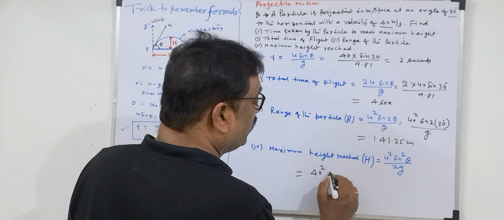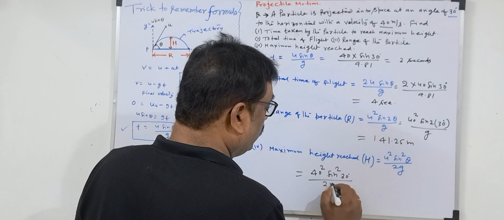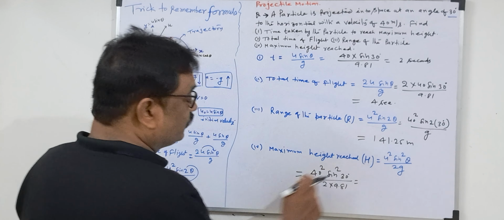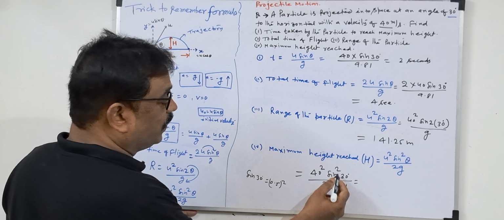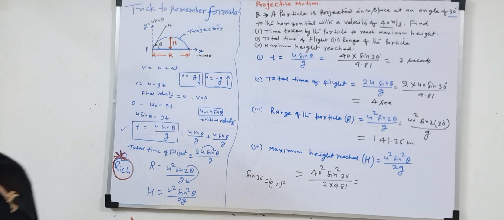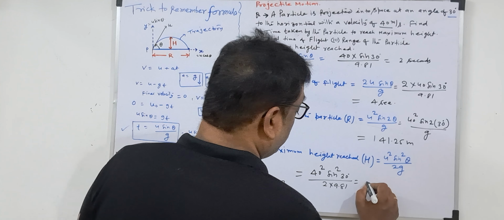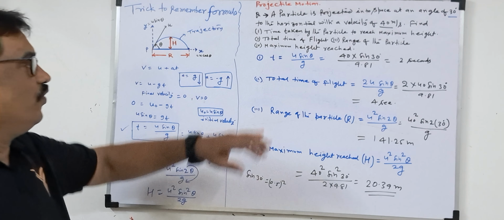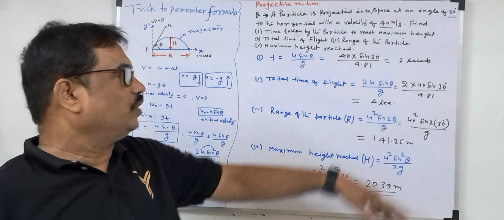Then again, u square: 40 square sine square 30 degrees divided by 2 into 9.81. How do you calculate sine square 30 degrees? See here, sine 30 is equal to 0.5, so 0.5 whole square is sine square 30 degrees. If you calculate this value, you will get 20.39 meters. So if you know the formula, it will take only a few minutes to solve the question.